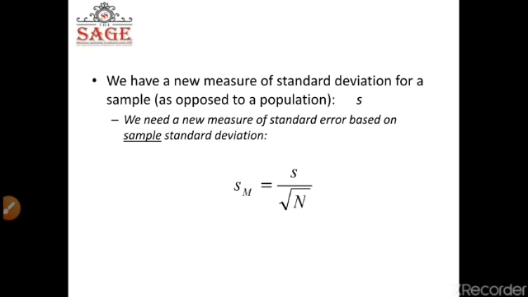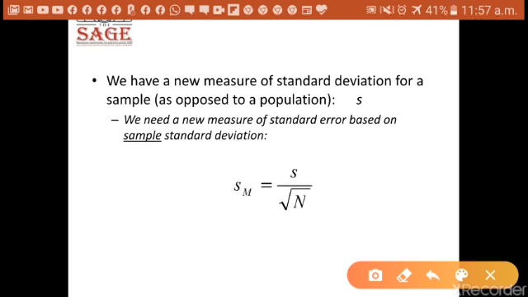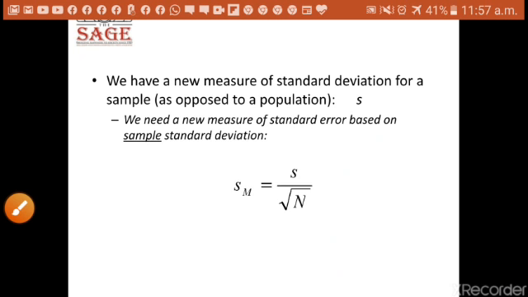Before we start on the simple t-test, there are a few things you need to understand. We have a new measure of standard deviation for a sample, and that is s. And this s of the sample is the standard error based on the sample standard deviation, and that standard error is going to be s over the square root of n. Is it clear to all of you?